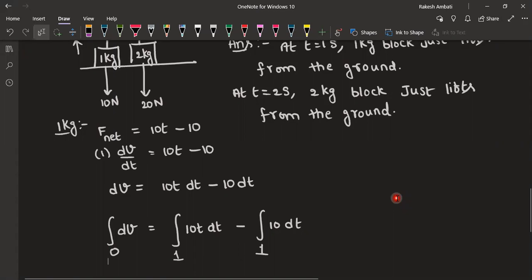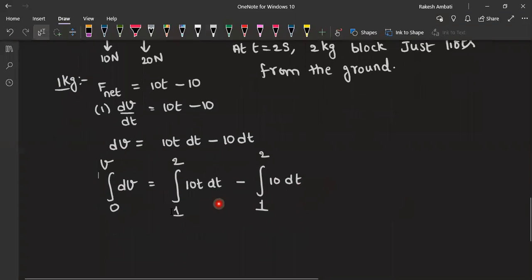Then what is the upper limit of time we have? 2 seconds. So at 2 seconds, what is the velocity of the 1 kg block that we are finding? Okay, we are finding the velocity of the 1 kg block at t equal to 2 seconds. Now you do integration, take the limits and simplify, find out the v value. Do it, let me know the final answer.